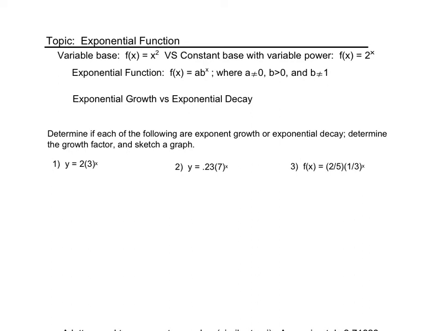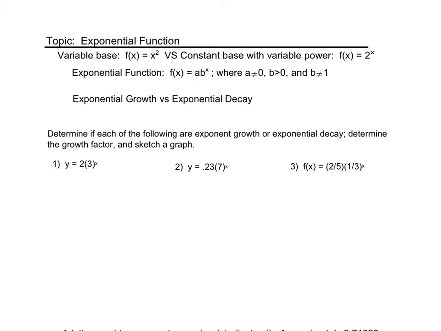When we look at exponential functions, they are always going to be in this form here, where we can always have a coefficient. It's not necessary. Our coefficient could be 1 times our base raised to some power. A cannot be 0, B has to be greater than 0, but B cannot equal 1. We'll have both exponential growth and exponential decay.